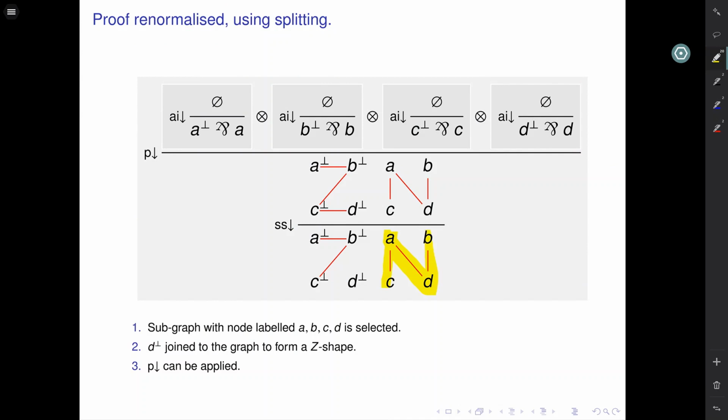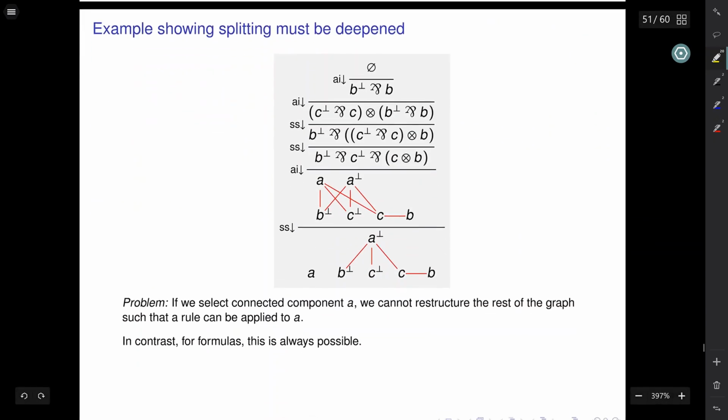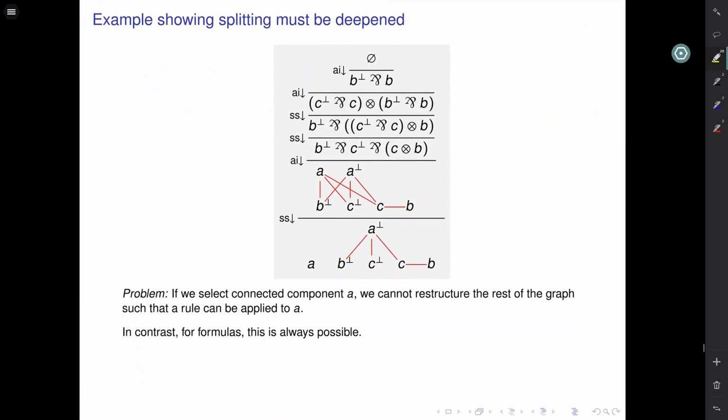We can take any of these components and we could renormalize, and what happens instead is the not D moves inside the 7, forming a Z shape. And of course we've seen the structure before and we know how to prove it. So this is the idea with splitting. But splitting is a little bit more complicated than it has been previously.